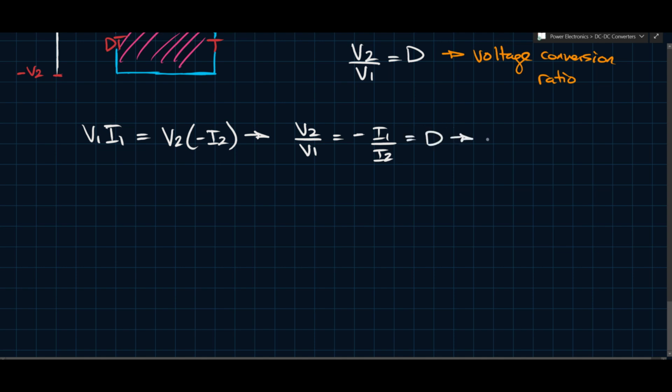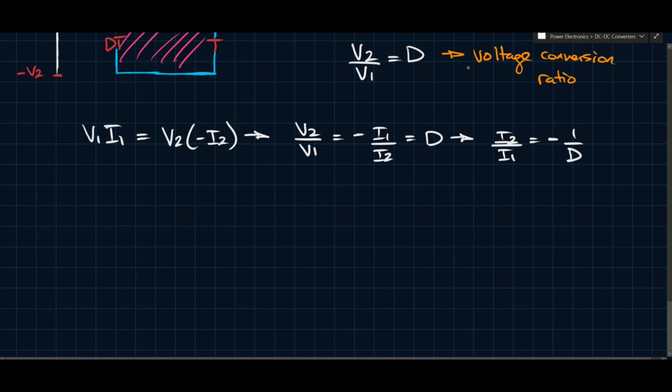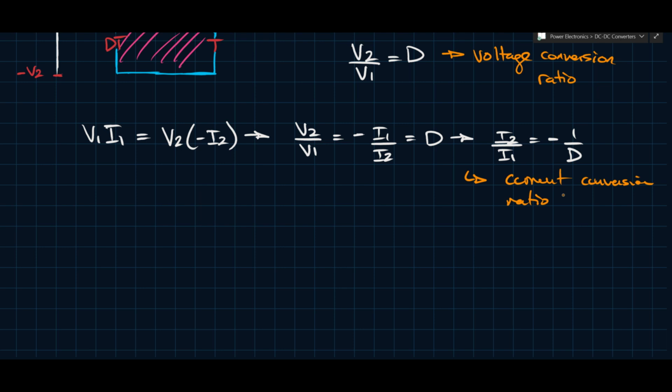Okay, and well, that's not the current conversion ratio. The current conversion ratio we define as I2 over I1. So that was a mistake on my part, sorry. It's 1 over D. So this is minus 1 over D. So the proportion by which you increase or decrease the voltage ratio is the inverse of how you increase or decrease the current. So this is the current conversion ratio. And these are important because now we can understand how the input and the output parameters, voltages and currents, are related to one another.